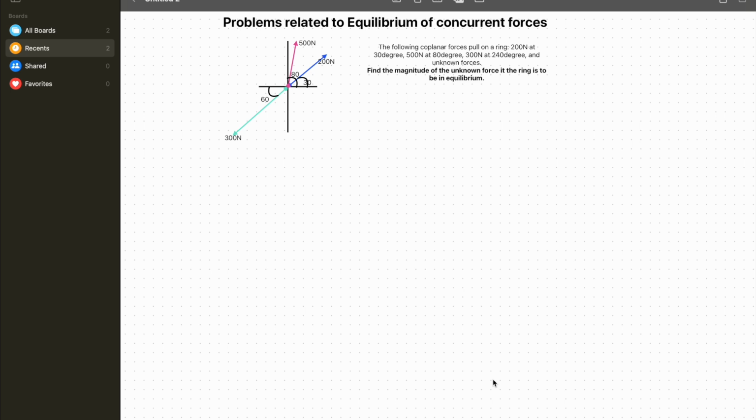So let us look at some problems related to equilibrium of concurrent forces. So the question here is described: the following coplanar forces pull on a ring: 200 Newton at 30 degrees, 500 Newton at 80 degrees, and 300 Newton at 240 degrees, and an unknown force. It asks us to find the magnitude of the unknown force if the ring is to be in equilibrium.